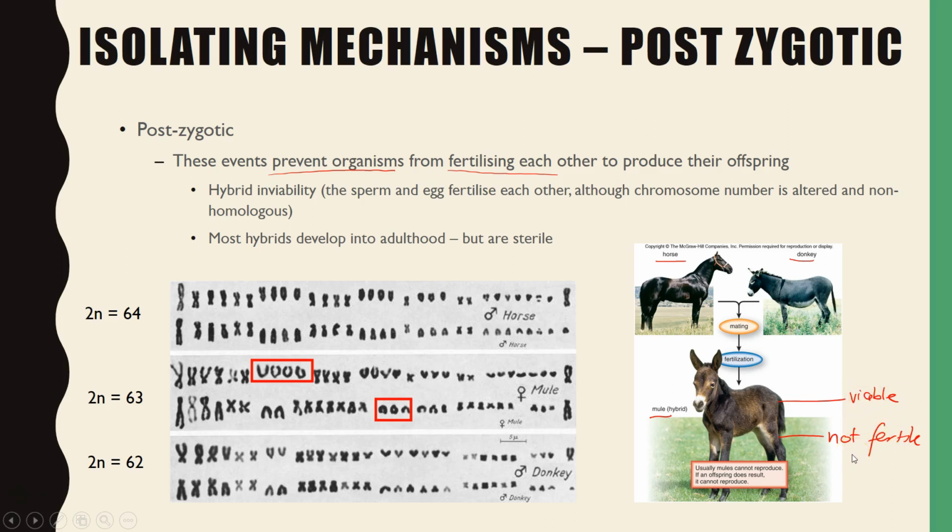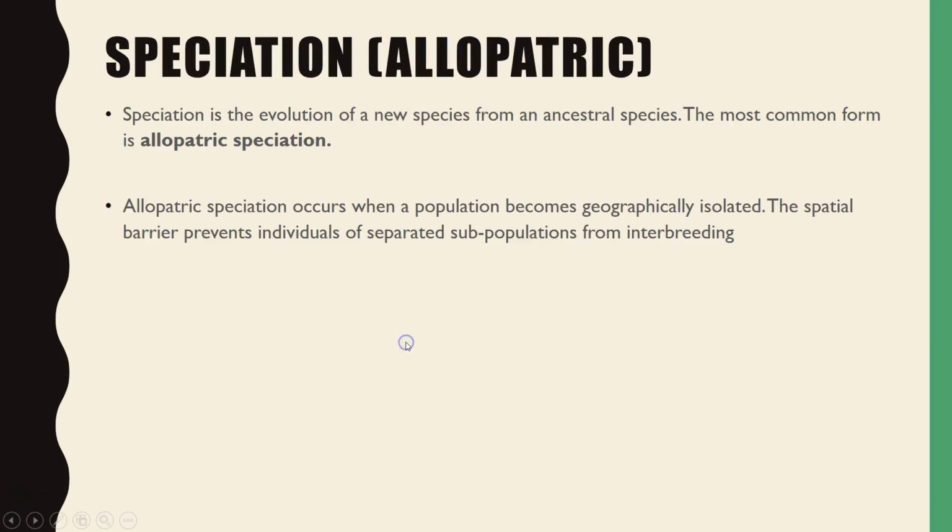The reason they're not viable and fertile is because they have unequal pairs of homologous chromosomes, and if they separate by meiosis, it means there's going to be some cells which do not have the full number of chromosomes, which results in death of the embryo.